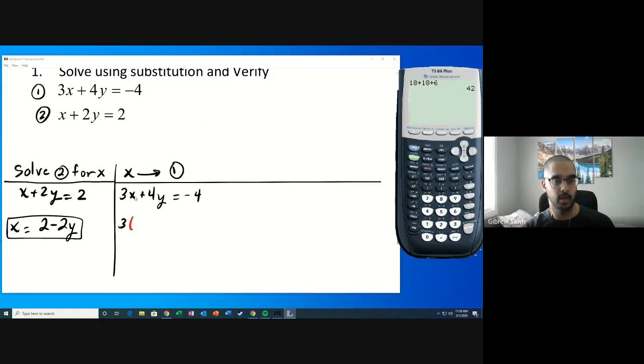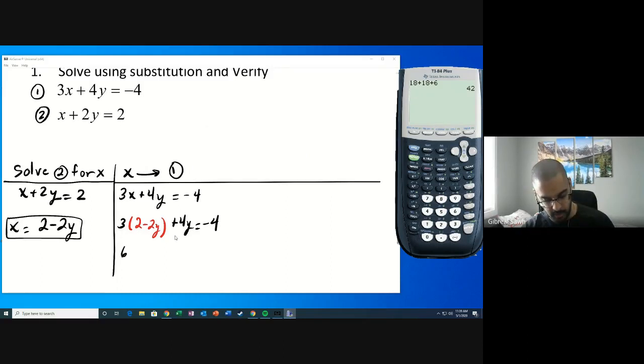So x is no longer x. x is going to be equal to 2 minus 2y. Everything else stays the same. So plus 4y equals negative 4. Now notice what you just did. In this equation, there's no more x's. There's just y's. Okay, so now I've got one equation and one variable. So what we're going to do is distribute that 3 into the brackets, collect like terms, and we're going to figure out what y actually is.